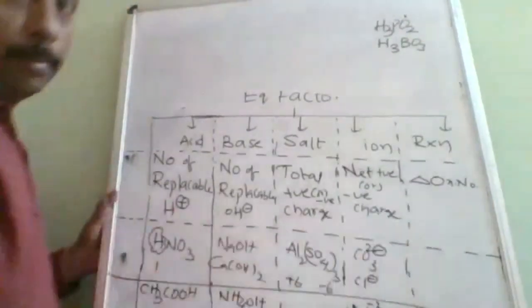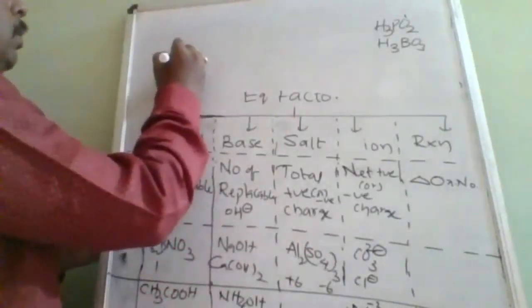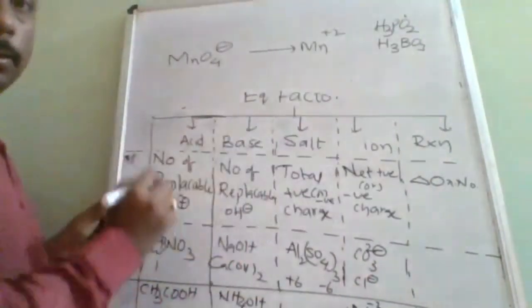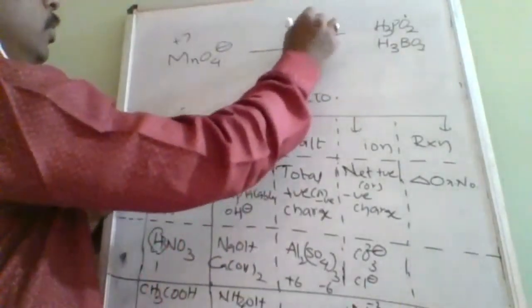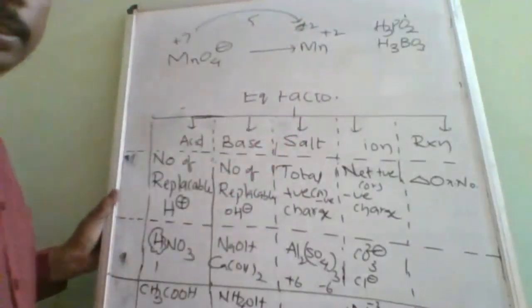Change in oxidation number, this example I am giving you. MnO4 minus changes to Mn plus 2. So oxidation number changes from plus 7 to plus 2. So equivalent factor is how much? 5. So that's all for the day.